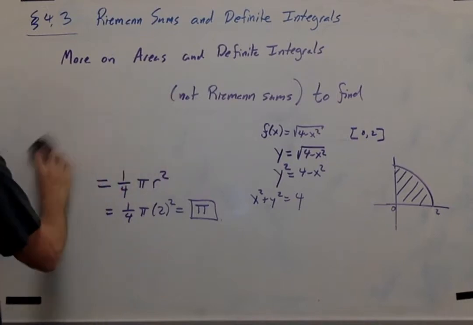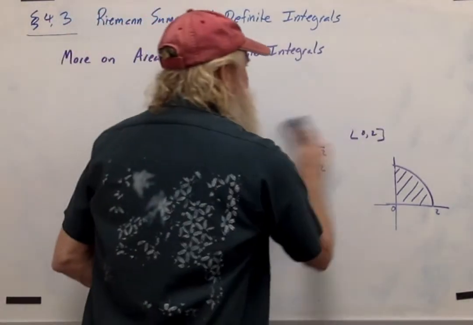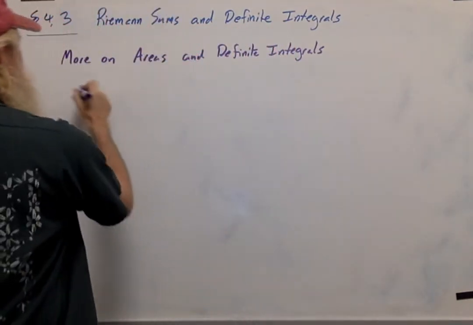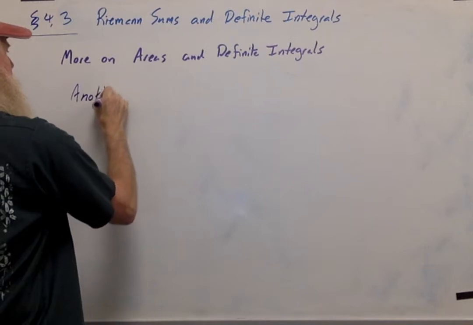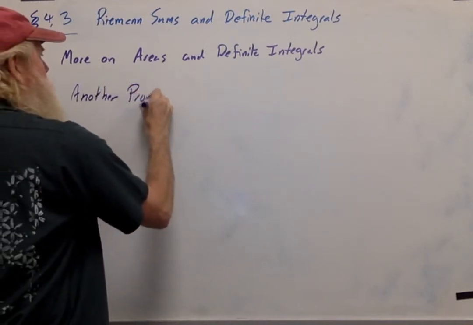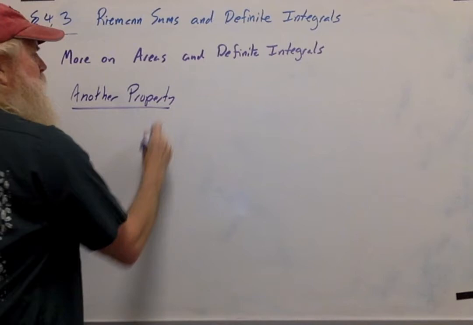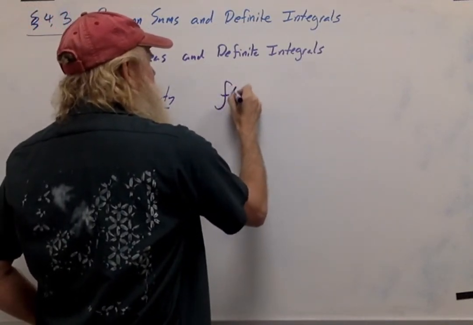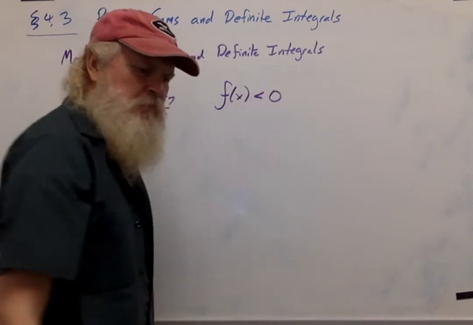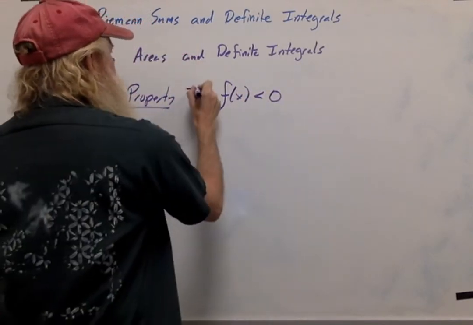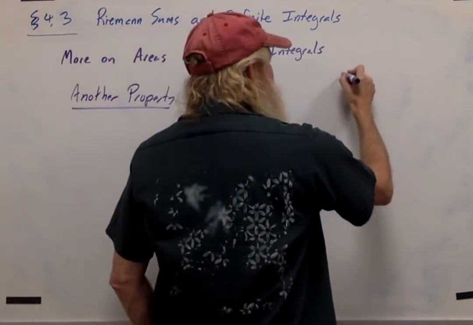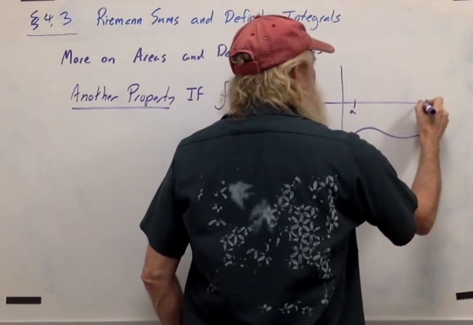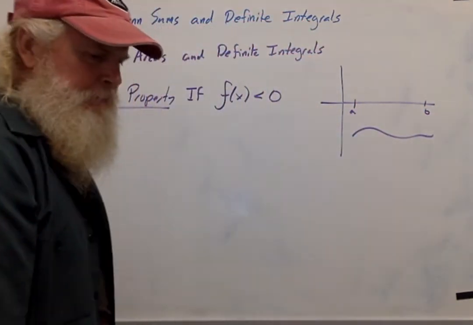Now here's another property that definite integrals have. Or sorry, that Riemann sums and definite integrals have. Suppose that you're working with Riemann sums, but the function that you've got is negative. If the function's negative, then the graph looks something like this. It's down here rather than above the x-axis.